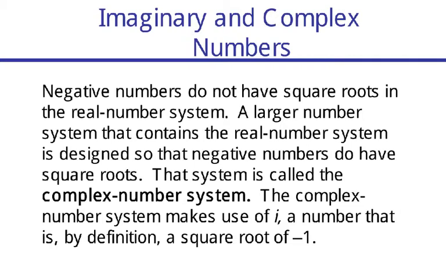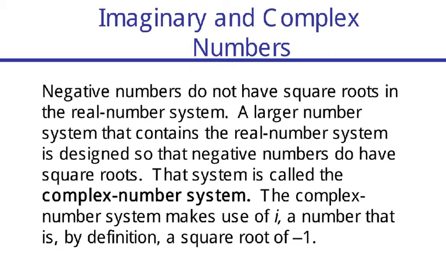So imaginary and complex numbers are all about the fact that negative numbers don't have square roots when we're talking about real numbers. Remember, I've said this over and over, we're in the real number world, so no, we cannot take the square root of a negative number. But we have a larger number system that encompasses the real numbers, but also includes the negative number square roots. And we call that the complex number system.